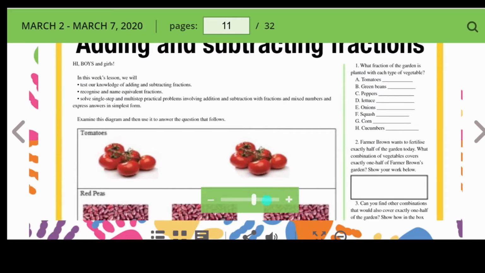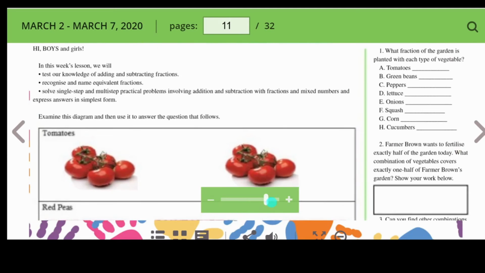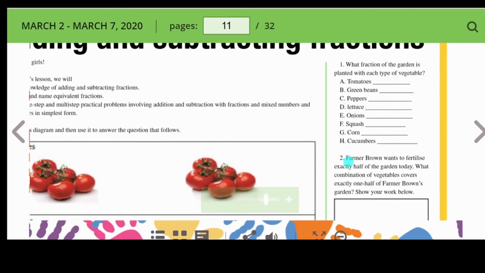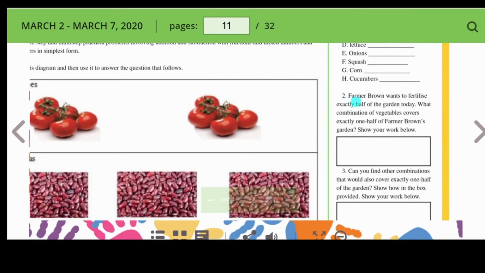All right, let's see if I can make this a little bigger for you. So that's how we'd answer question 1. Now question 2. Farmer Brown wants to fertilize exactly half of the garden today. What combination of vegetables covers exactly 1/2 of Farmer Brown's garden? Show your working below.